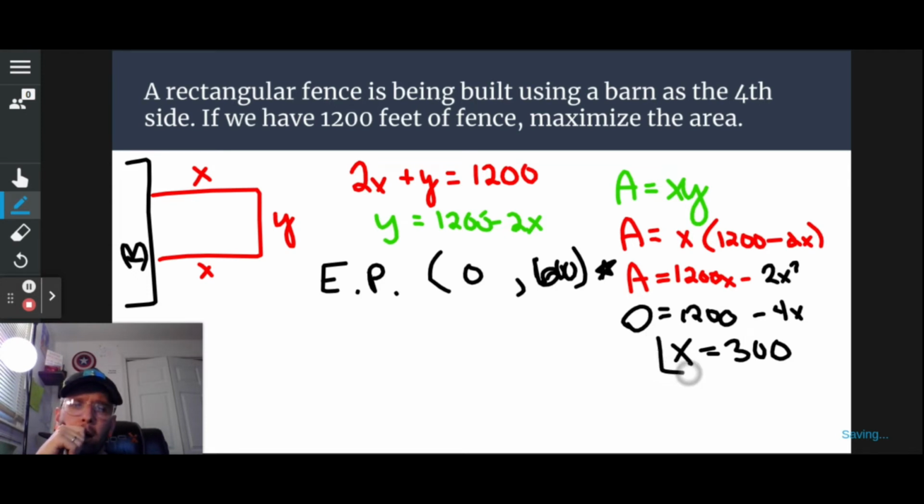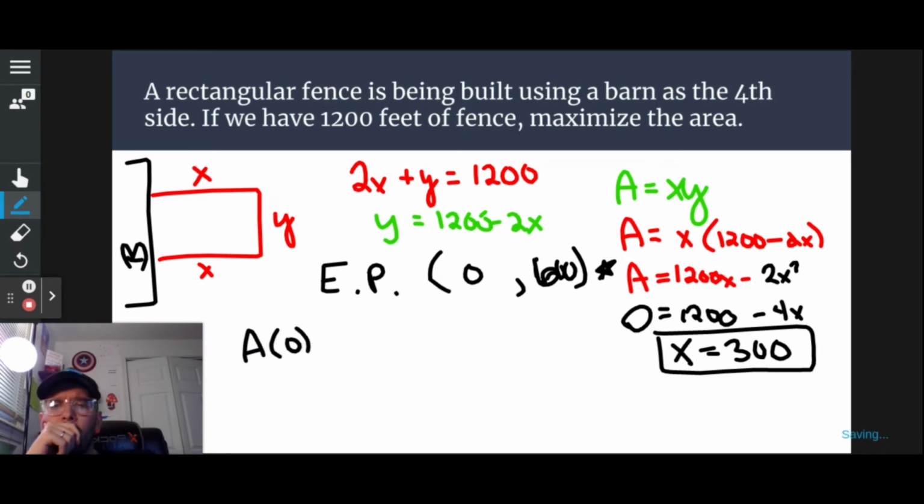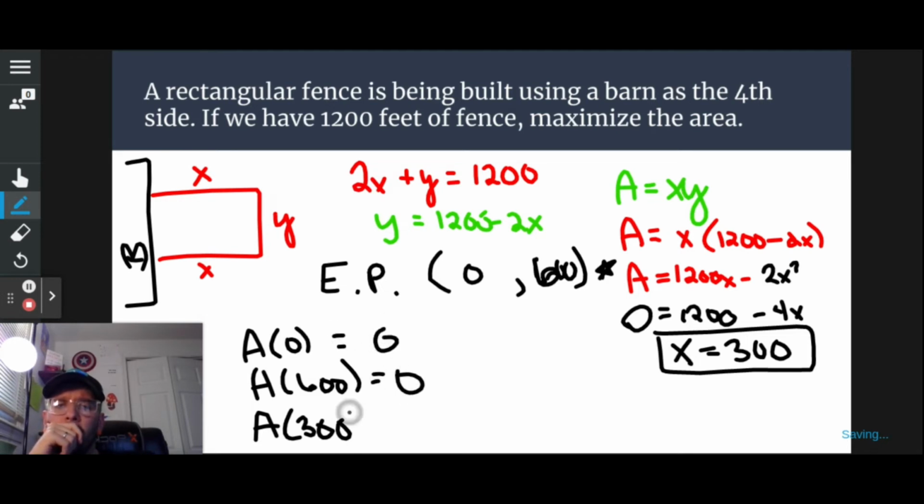So I'm going to plug my critical point, 0, and 600 into this equation right here, which I said was very important. So I'm going to do a of 0, a of 600, and a of 300. Just because I'm running out of space on my computer, I'm telling you right now, a of 0 is 0, a of 600 is also 0, a of 300 is going to be, I think, 300 times 600.